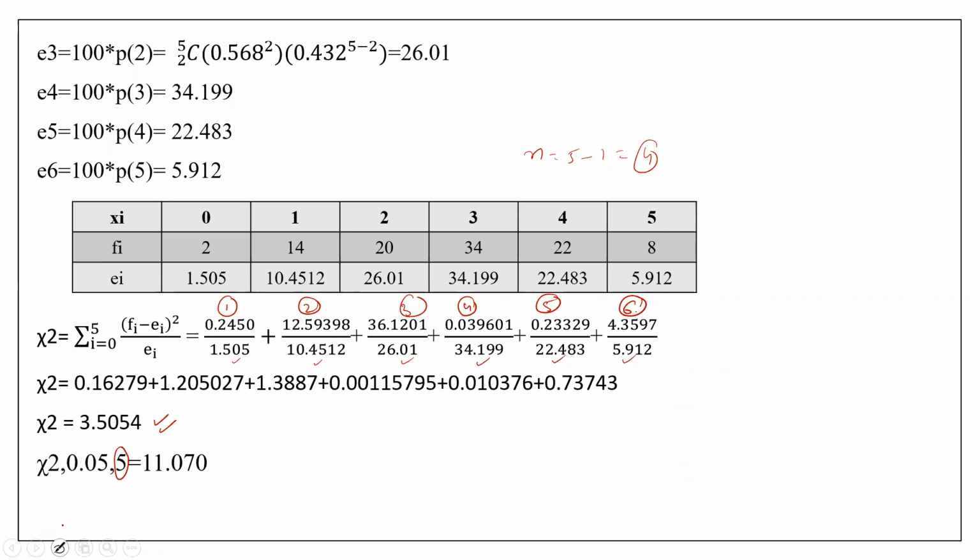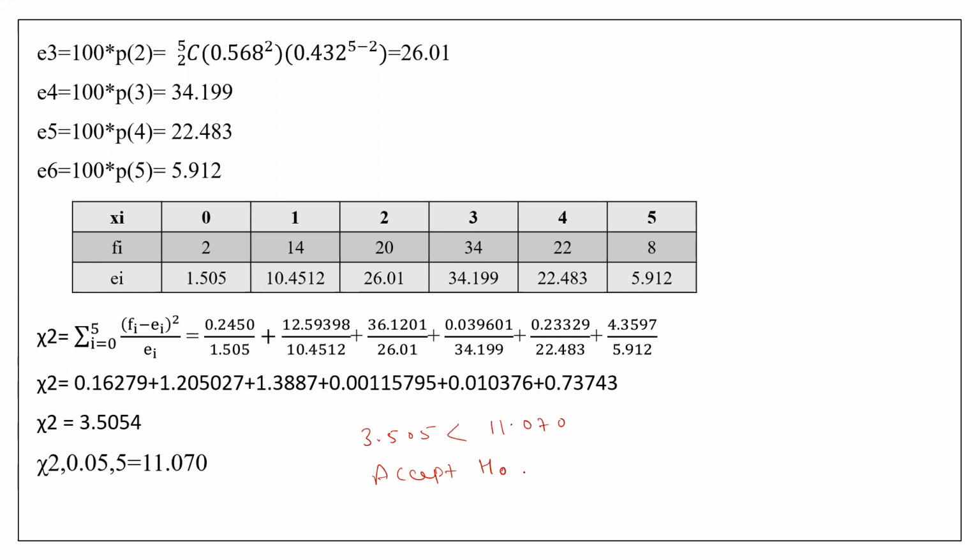All right. So with this degree of freedom, you have the value 11.070. If you take the degree of freedom wrong, then this value also becomes wrong. So please take the degree of freedom carefully. So now you can see that your 3.505, which is the chi-square value, is lesser than 11.070 because it is less. So you have to accept the hypothesis H naught.